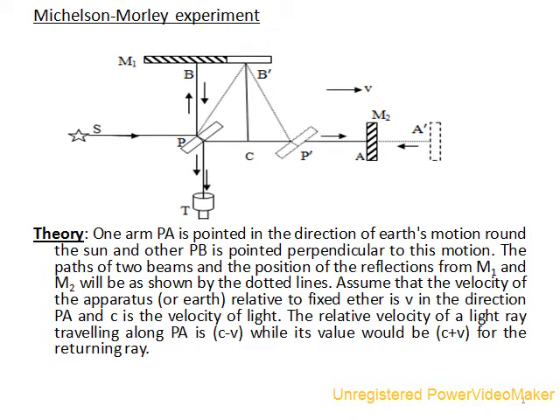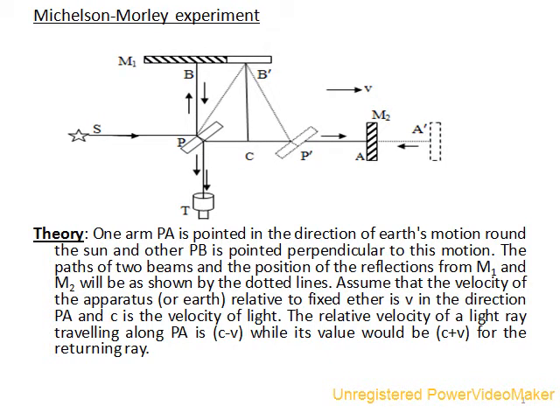Today's experiment is the Michelson-Morley experiment. The aim of this experiment is to determine the relative motion between the Earth and the ether. A beam of light from monochromatic source S falls on a half silvered glass plate placed at an angle 45 degree to the incident beam.